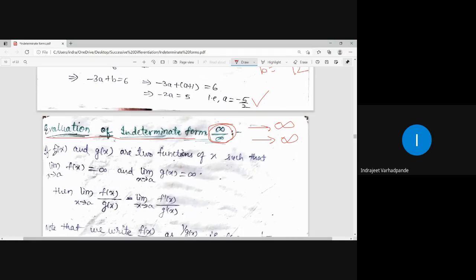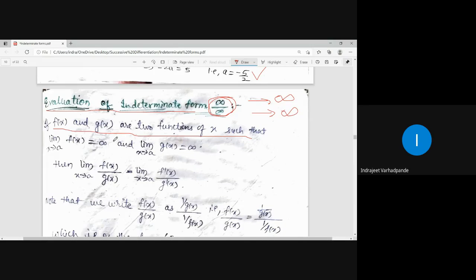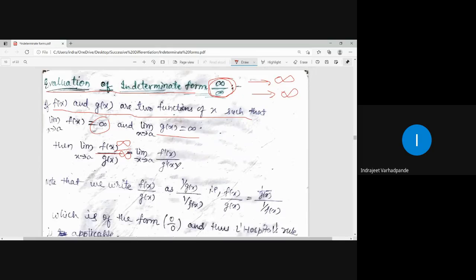So if I have f of x and g of x, two functions of x, such that the limit as x tends to a of f of x is infinity, the limit as x tends to a of g of x is also infinity, and we take the limit as x tends to a of f of x upon g of x, then this takes the form infinity by infinity. Now how is it to be converted to 0 by 0?